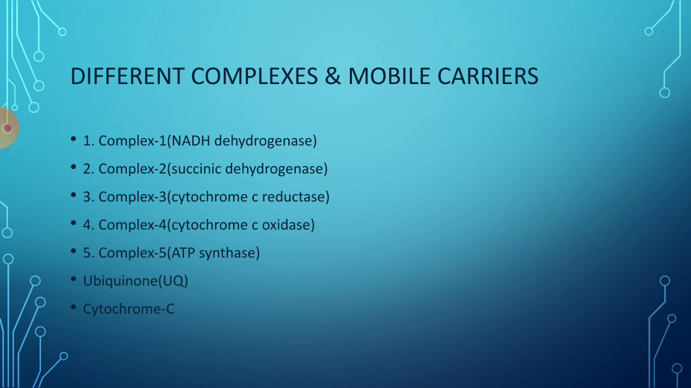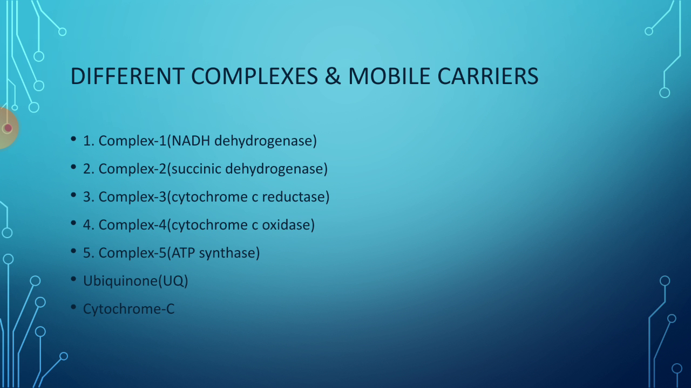Before going into the details of the actual process of electron transport system and oxidative phosphorylation, first and foremost we must learn different complexes or enzymes which are getting involved in these processes. There are actually 5 different complexes present in the inner mitochondrial membrane, and 2 mobile carriers are also taking an active part in it. First of all, we must know what are those 5 complexes.